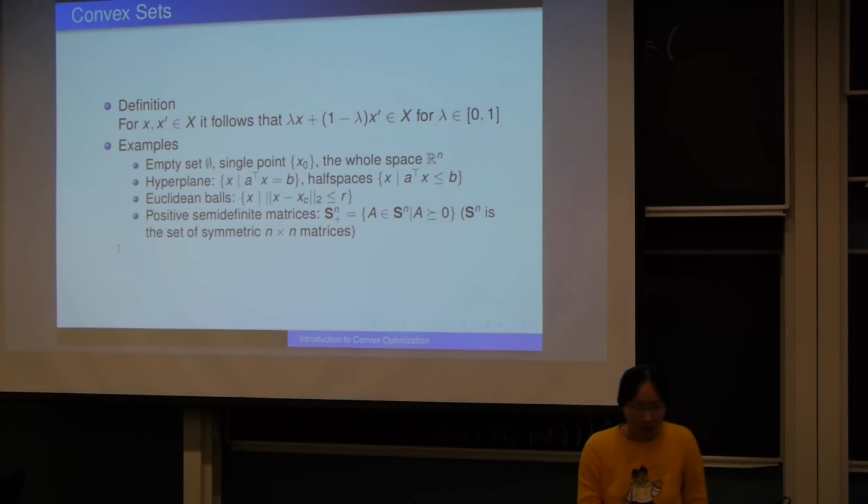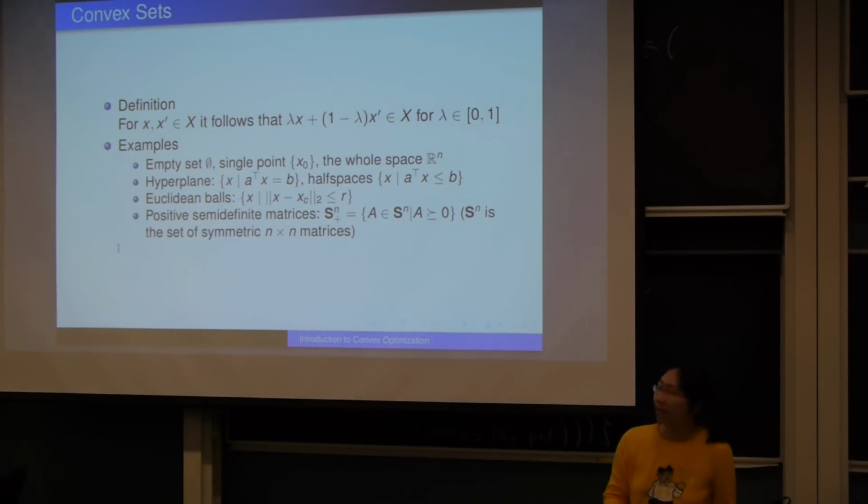First, convex sets. A set is defined as convex if you choose 2 points in this set and draw a line segment between them, this line segment still belongs to this set. The definition is here. If you imagine this, a circle would be an example of a convex set. Other examples include the empty set, a single point, the whole space, and the hyperplane. In two-dimensional space, a hyperplane will just be a straight line. And the half spaces: also in two-dimensional space, a straight line will cut the whole space into 2 half spaces. And the Euclidean balls, and the positive semi-definite matrices.